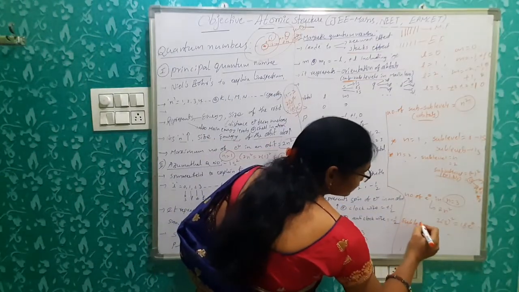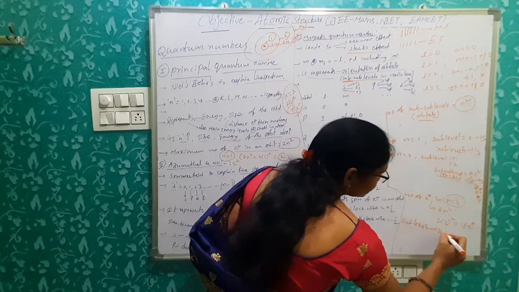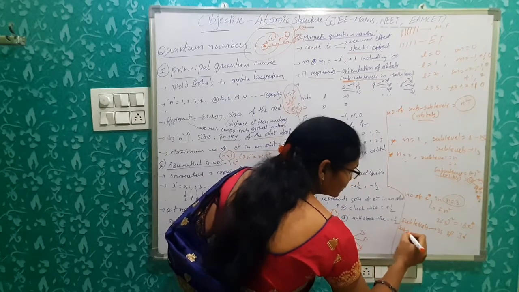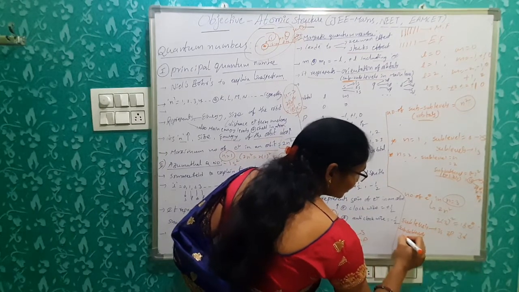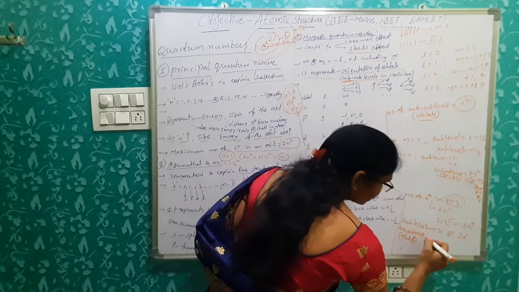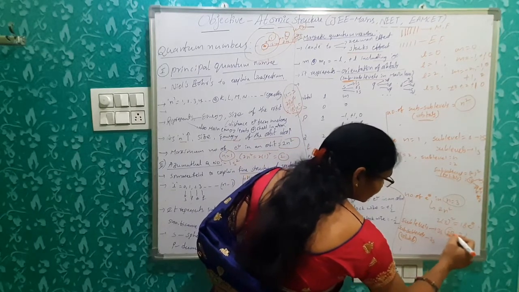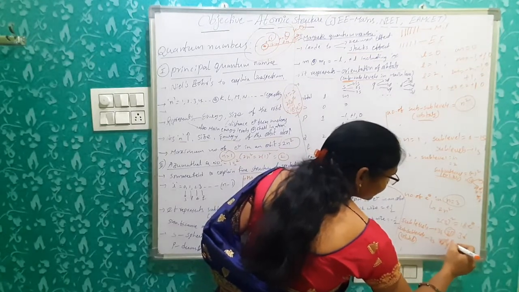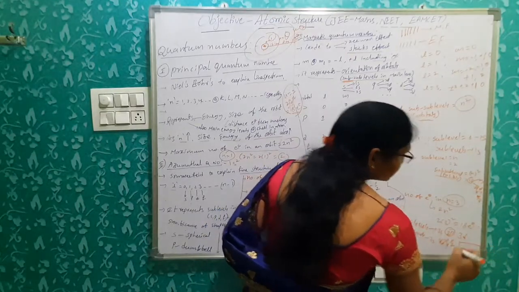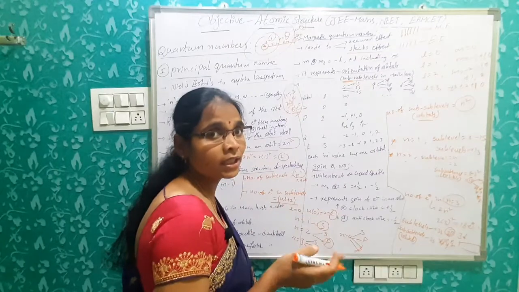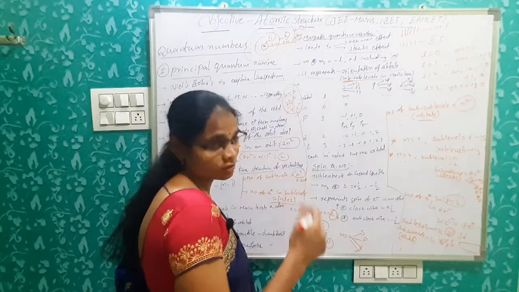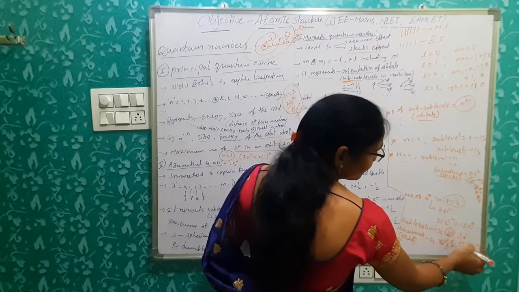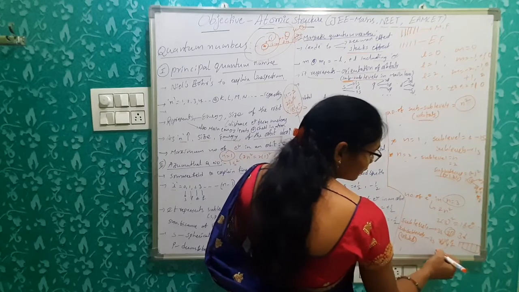The sublevels are 3s, 3p, 3d. Sublevels mean orbitals. How many orbitals are possible here? For 3s, 3s only. For 3p, 3px, 3py, 3pz. For d orbitals there are 5, no? 3dxy, 3dyz, 3dxz, 3dx square minus y square, 3dz square. So how many orbitals here? 1, 2, 3, 4 and 5. So how many orbitals in total? 9 orbitals.